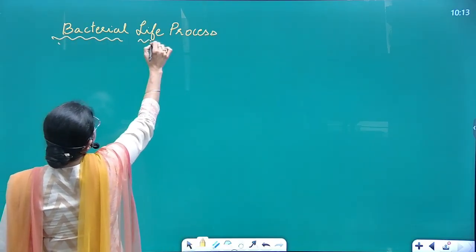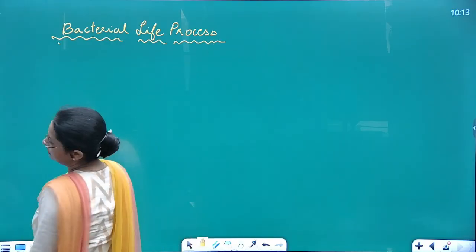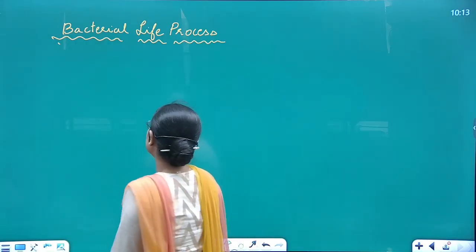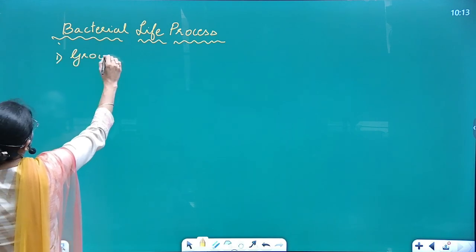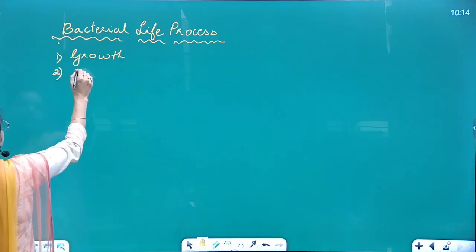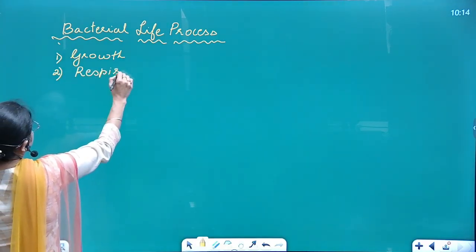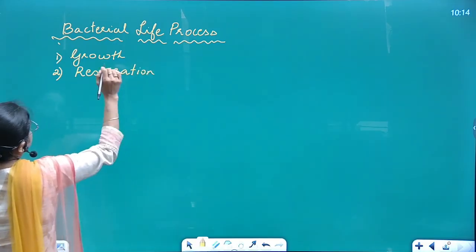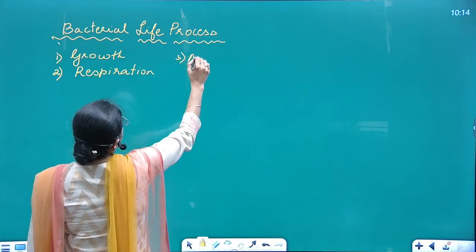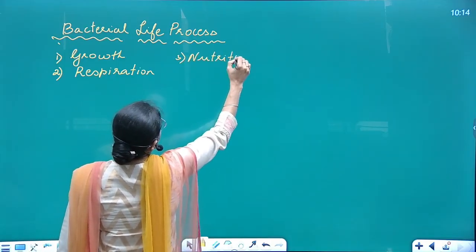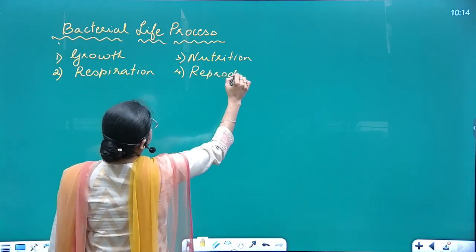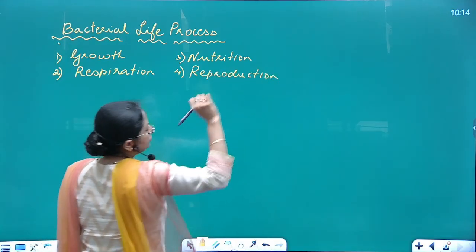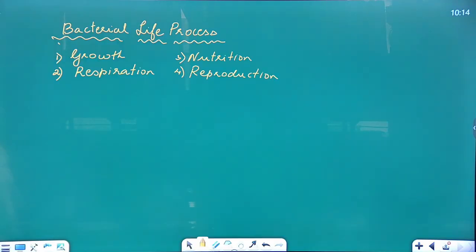So we have talked about the structure of the bacteria. Next, the life processes in bacteria. Talking about life processes, what are the things that we are going to study? So four life processes: growth, respiration, nutrition and reproduction, right? So first starting with growth.